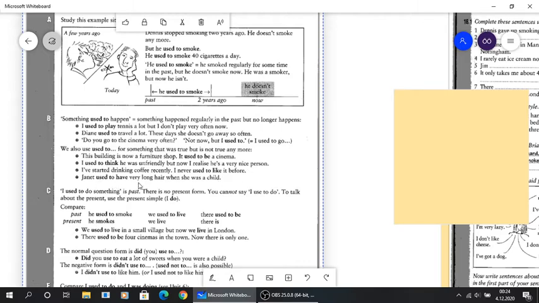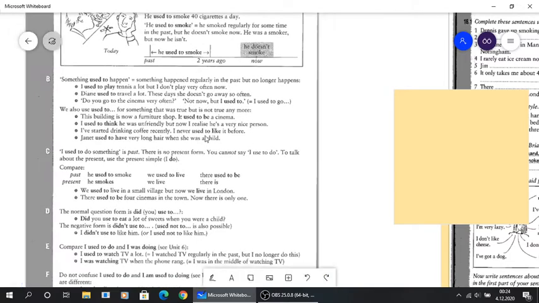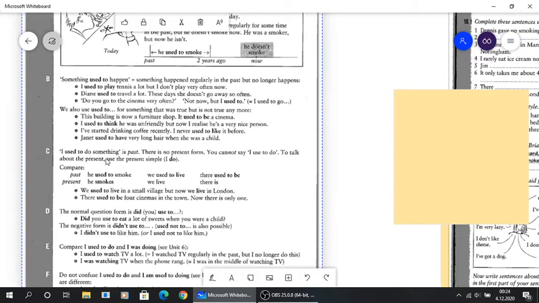Janet used to have very long hair when she was a child. But now she has short hair, not long hair. I used to do something is past. There is no present form. We don't use used to for the present. We can't say I used to do. We don't say like this.